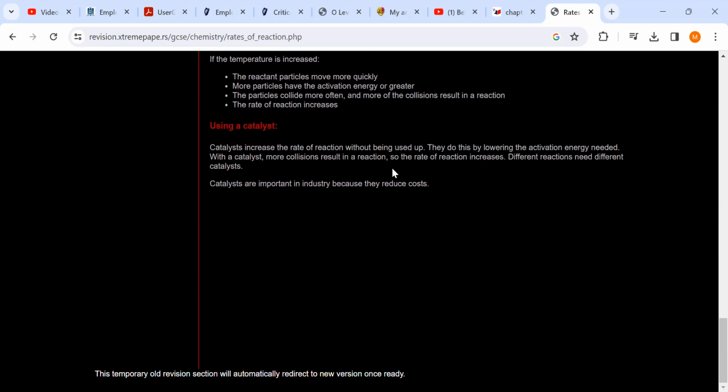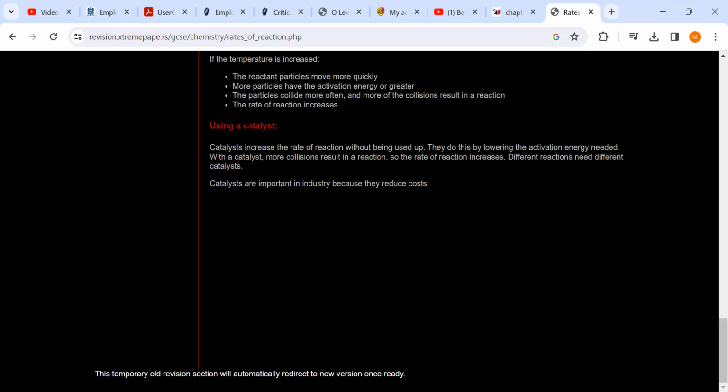Now, the most important concept in this topic is the use of a catalyst. How does a catalyst affect the rate of the reaction? A catalyst is a substance which helps to lower the activation energy without being used up or consumed in the reaction at the end.